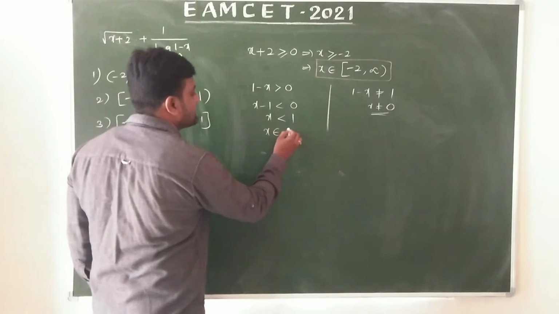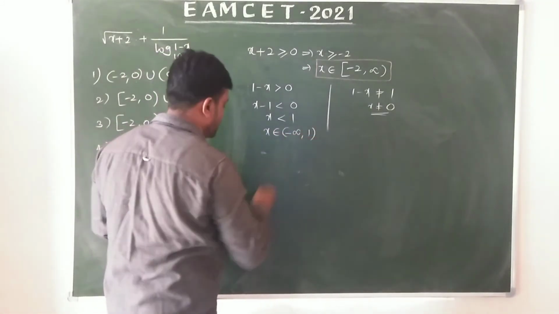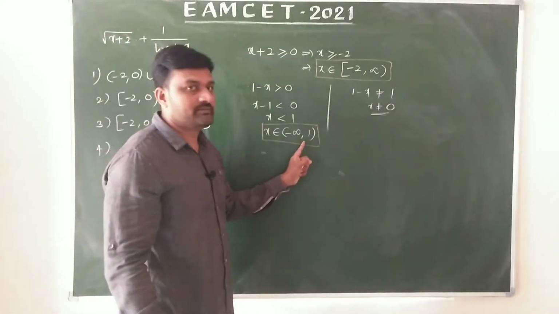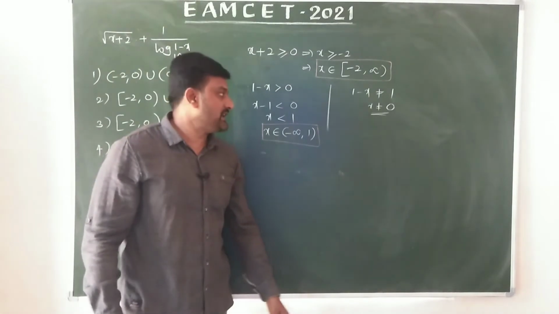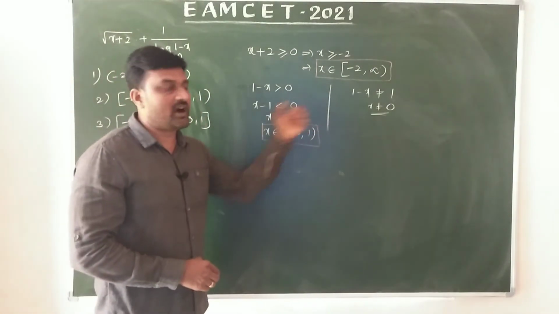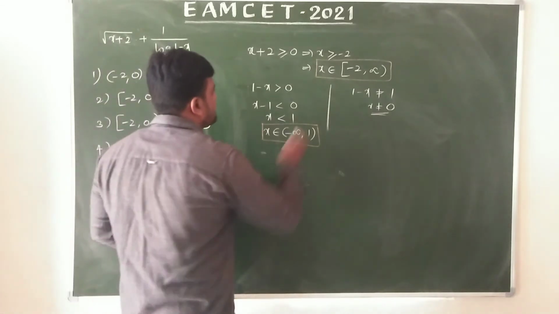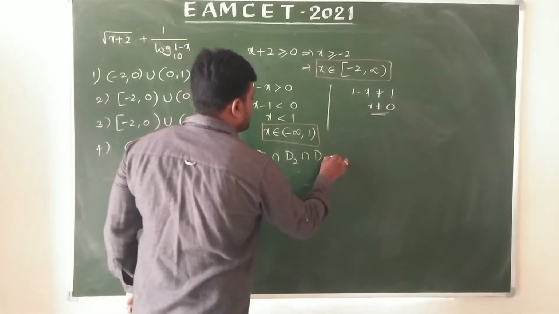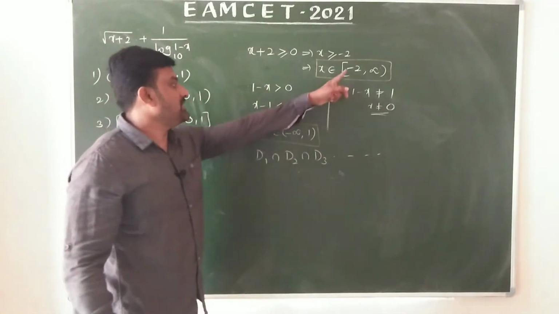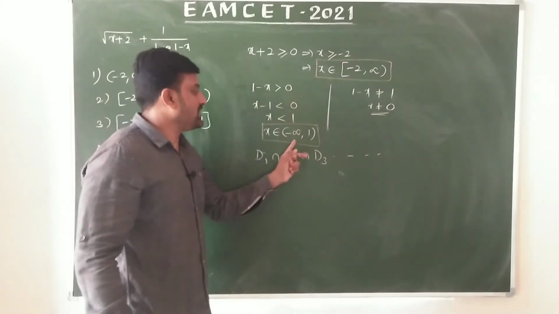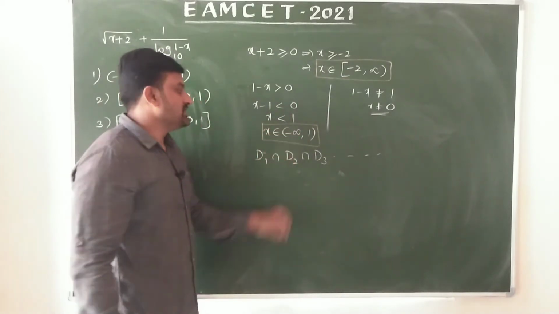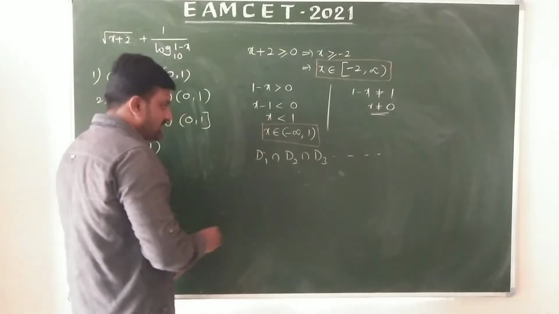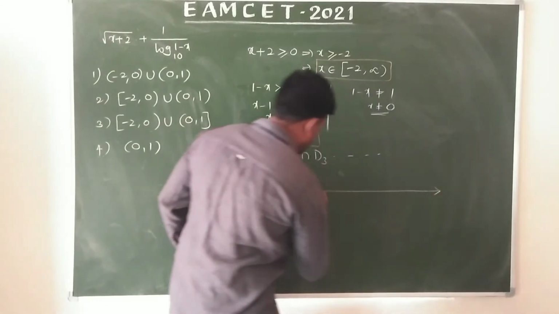x less than 1 means x belongs to minus infinity comma 1. We have more than one interval. Two intervals are there. For more intervals, we take the common interval, the common solution. So first one is D1 intersection D2 intersection D3, and so on. For more intervals, we take the common interval, that is the solution. The first one intersection second one, taking it on the number line, it is easy to understand.